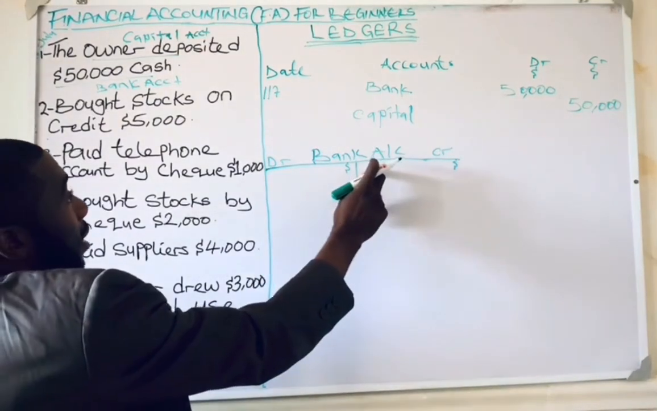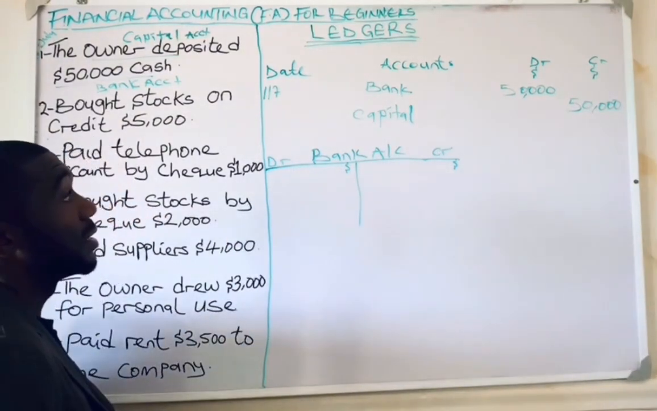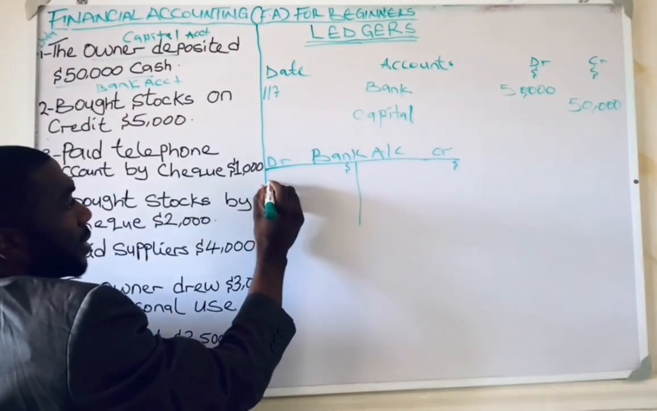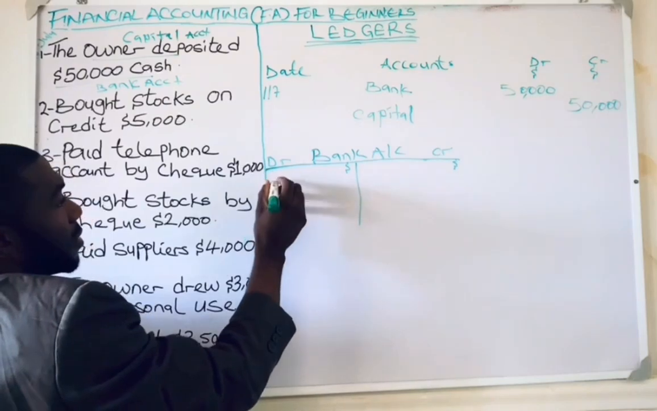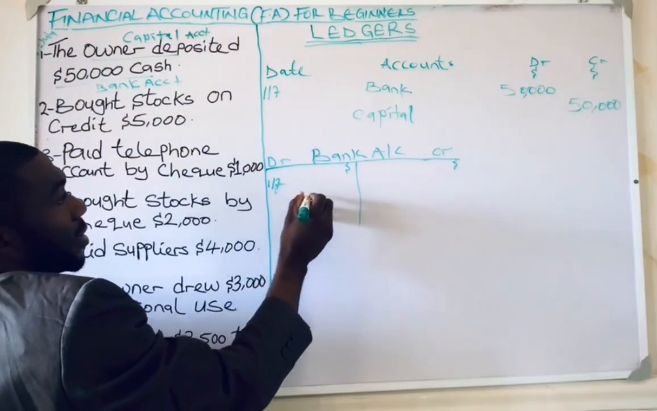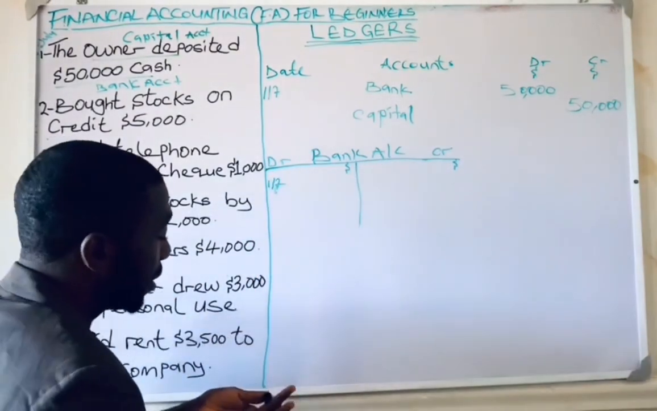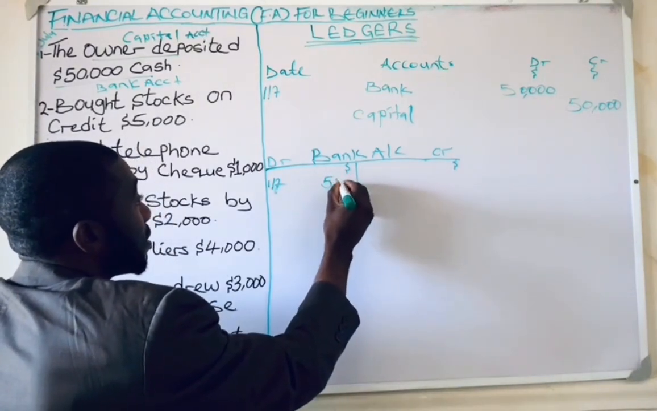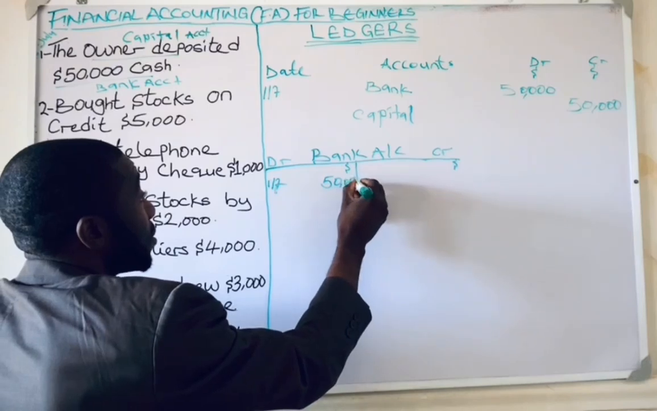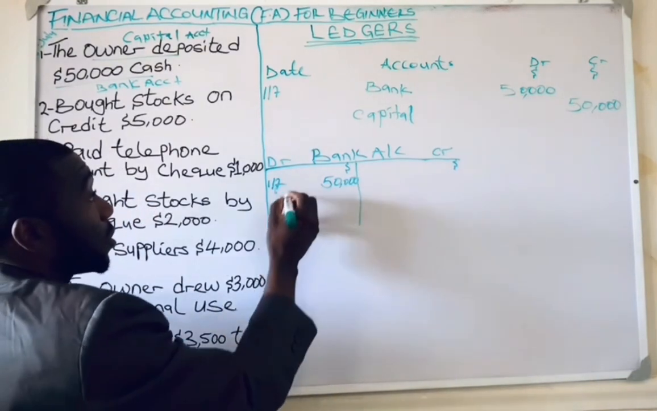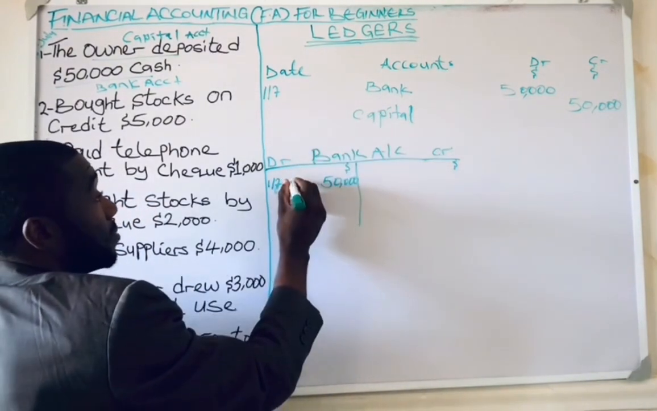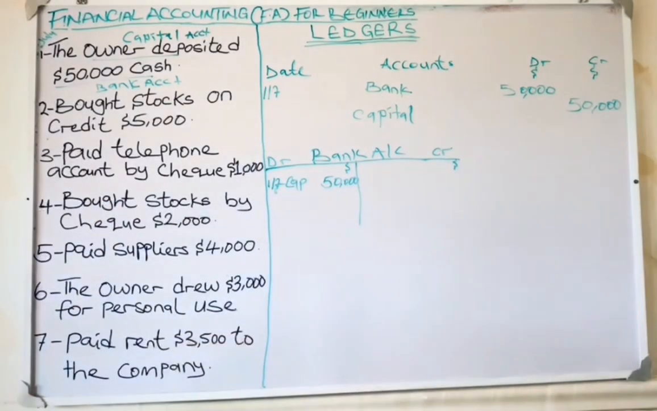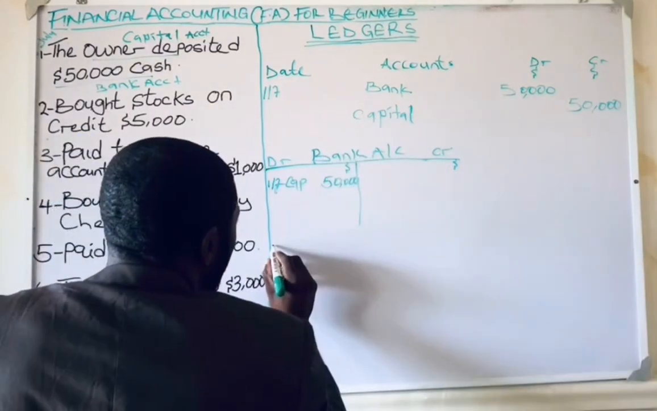This is the bank account. We already know that our bank account is a debit balance from our journal. Now you say on the 1st of July, we received the sum of $50,000. The bank received $50,000 as a result of capital investment. Capital. Simple. Then you open your capital account.